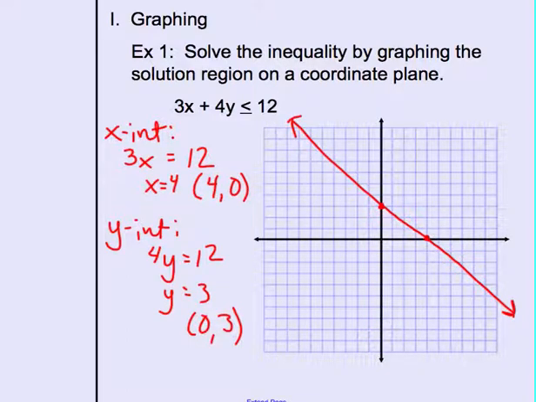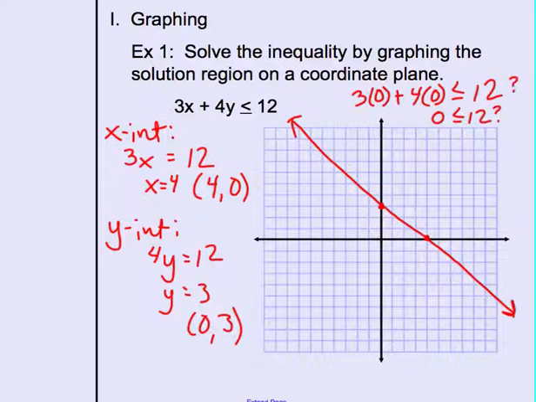Then we need to figure out which side of the inequality to shade on. What I like to do is use a test point. 0, 0 is the easiest test point. We substitute that back into our original inequality and then ask ourselves, is it true? Well, 0 plus 0 is 0. Is 0 less than or equal to 12? Yes, which means that 0, 0 is included in the solution, so that's the side of the line that we will shade on.